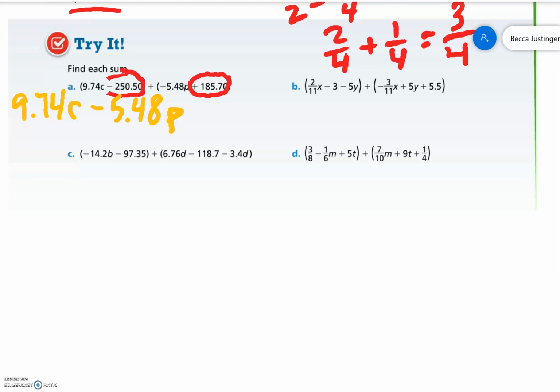-250.50 plus 185.70 gives me -64.8. All right, on to the next one.